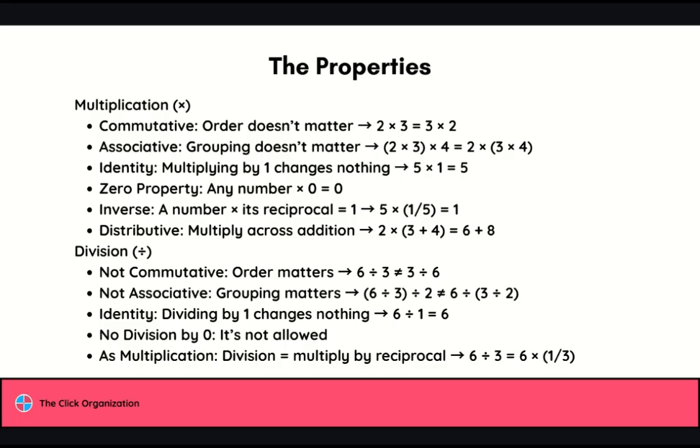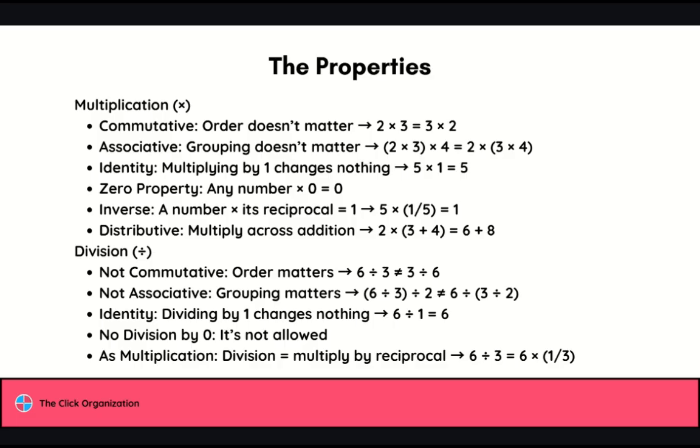Multiplication also has the distributive property, which means multiplying across addition. So 2 times (3 plus 4) equals 6 plus 8. This is another property of multiplication as well. Also take a look at the examples. They're there to help you as well.